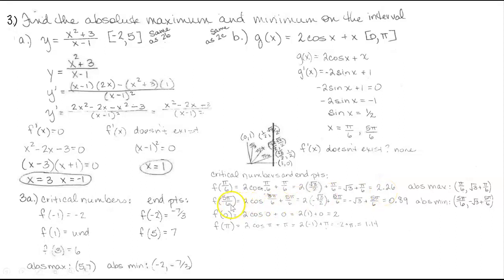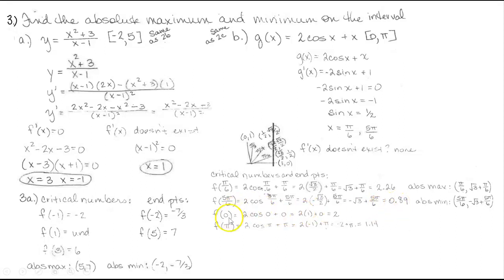All right, then we're going to plug in 5 pi over 6. So 2 cosine 5 pi over 6 plus 5 pi over 6. Cosine at 5 pi over 6 is going to be the same value, square root of 3 over 2, but cosine in the second quadrant is negative. So it would be negative square root of 3 over 2 plus 5 pi over 6. The 2's would drop out, and we would have negative square root of 3 plus 5 pi over 6. And again, a decimal approximation for that would be 0.89.